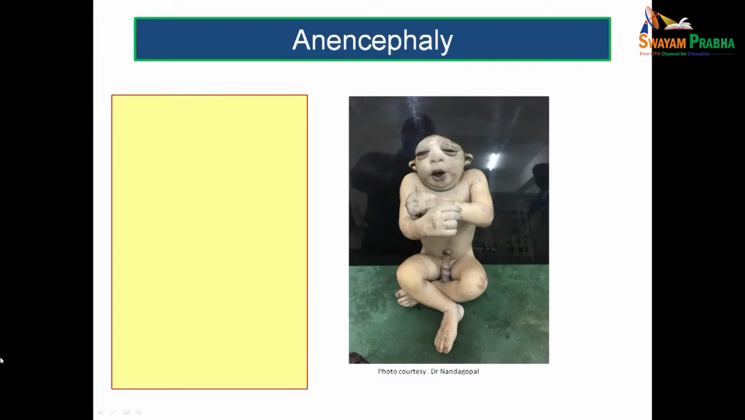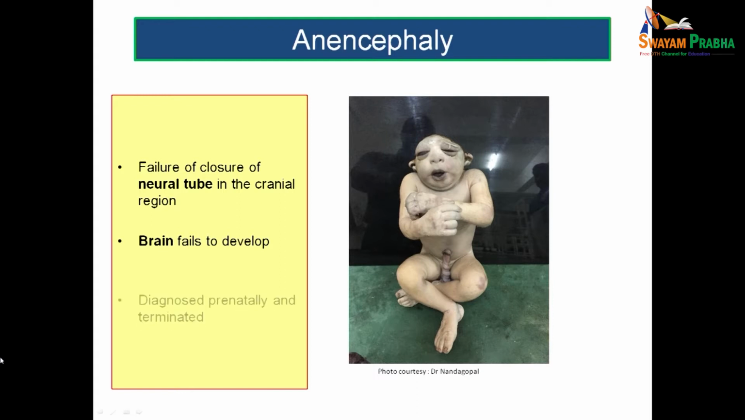So, actually it is not embryo, she came at 6 months of gestational period. So, the doctor could find out some malformations for the developing fetus. It was a case of anencephaly, which means failure of closure of the neural tube in the cranial region. In this case, the brain will fail to develop, and since the doctor diagnosed prenatally, he asked her to terminate the pregnancy.